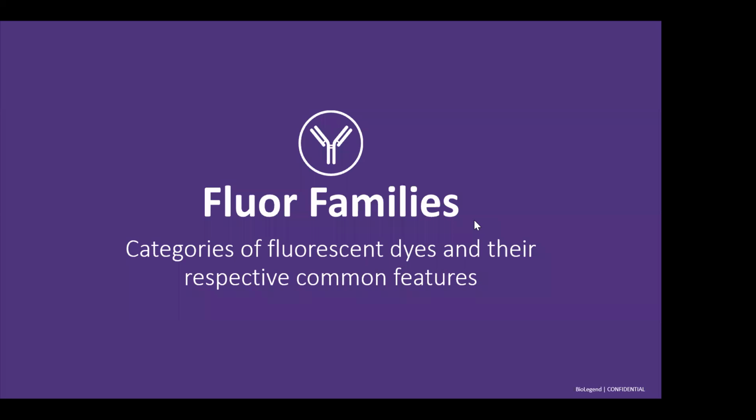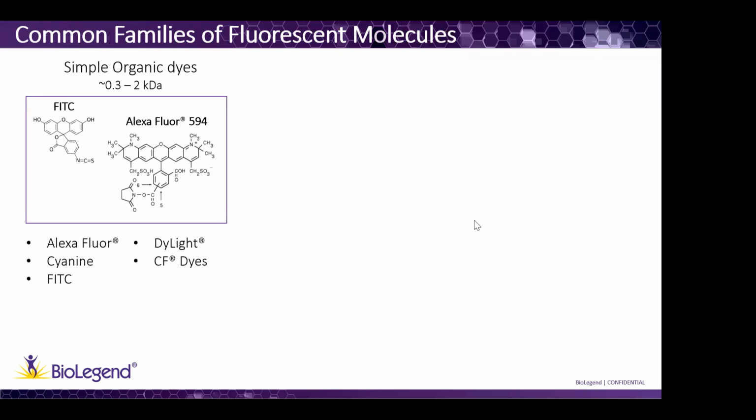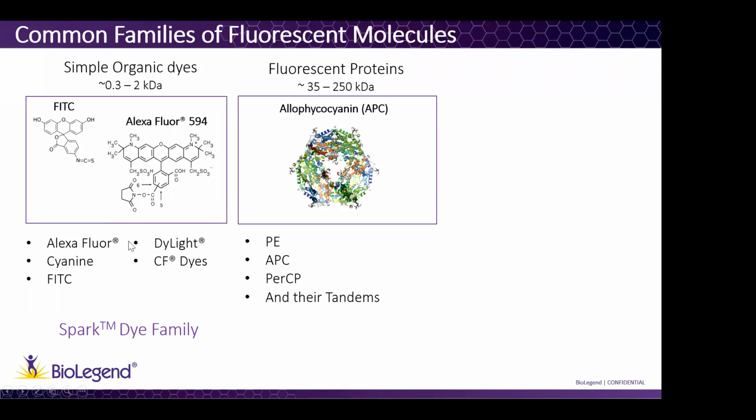And then we're gonna discuss different fluor families, so the categories of fluorescent dyes and their respective common features. So firstly, we have simple organic dyes that are small in size. So they are 0.3 to 2 kilodaltons. And for instance, Alexa Fluors and BODIPY are under this category. And also our new Spark dyes are simple organic dyes. Then we have fluorescent proteins, which are big. They are 35 to 250 kilodaltons. They are really bright normally, like PE and APC, because they contain so many fluorochromes in them. And also they have a lot of tandem dyes available in this category.